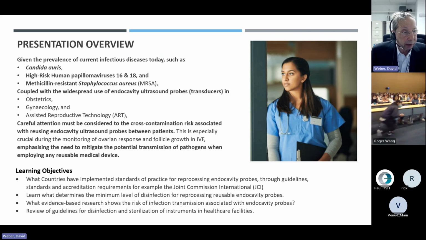So today's learning objectives are: 1, what countries have implemented standards of practice for reprocessing endocavity probes through guidelines, standards, and accreditation requirements, for example, the Joint Commission International, or JCI. 2, learn what determines the minimum level of disinfection for reprocessing reusable endocavity probes. 3, what evidence-based research shows the risk of infection transmission associated with endocavity probe use. And finally, we will review guidelines for disinfection and sterilization of instruments in healthcare facilities.